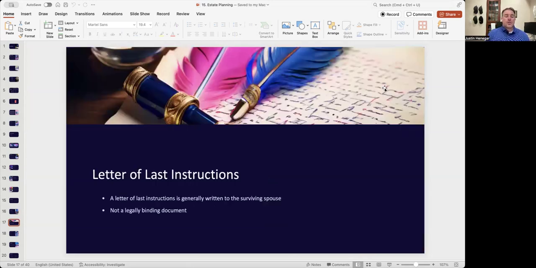Now, there are also things such as letters of last instruction or side instructions or side letters. They're kind of all named differently. But this is really just a letter that's written so that individuals can help to identify the wishes of the decedent. Okay. It can be written to a surviving spouse. It doesn't have to be. But it is something that is not legally binding. Okay. It's not a document that's been notarized. It's not something that typically is drafted by an attorney. So it is not legally binding, but it does help provide instructions.